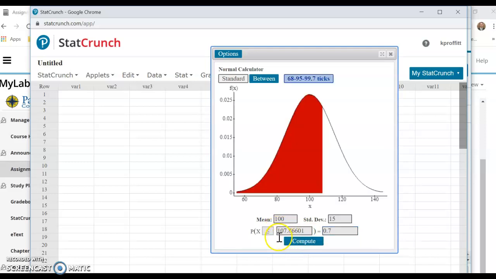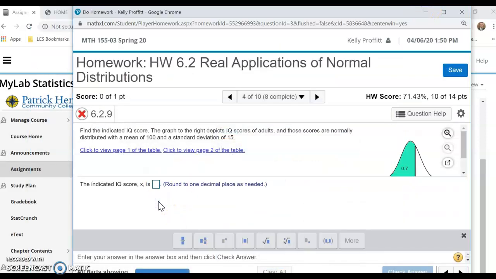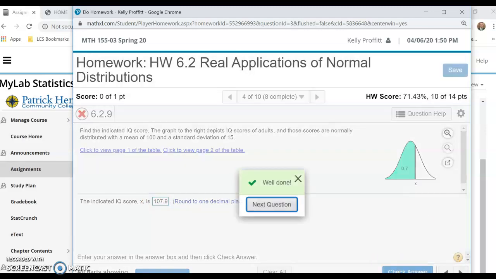And that's going to be 107.87. And that's what you're going to type in for your answer there. Oh, 1 decimal place, so that'll be 107.9, excuse me. And we'll check that. That one's perfect.